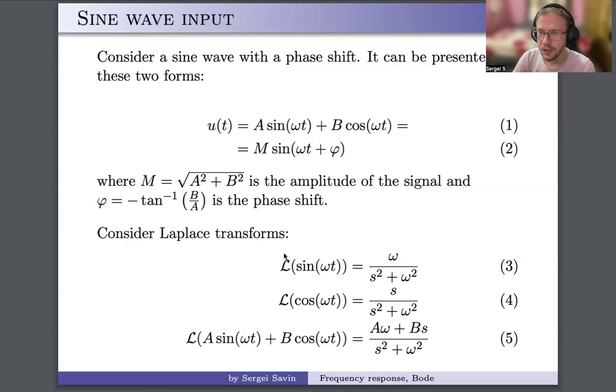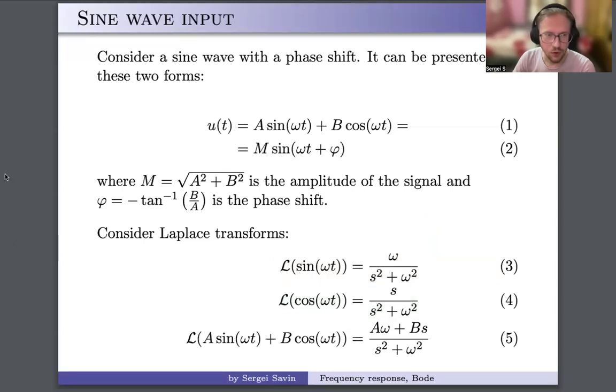Now, we can do Laplace transforms of harmonic signals. So the Laplace transform of a sine is given like this. It is sine of omega t. The Laplace transform is omega over s squared plus omega squared. The Laplace transform of a cosine of omega t is s divided by s squared plus omega squared. So the difference between those two is in the numerator. Right? One numerator is omega, another numerator is s.